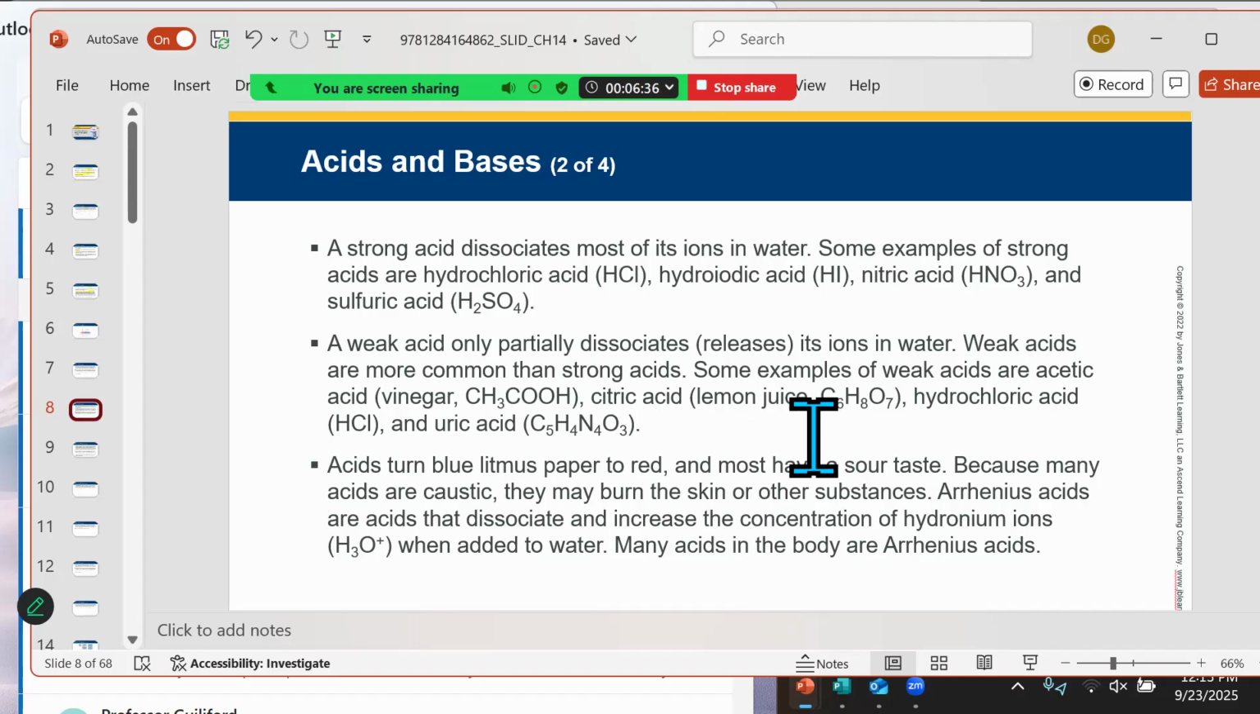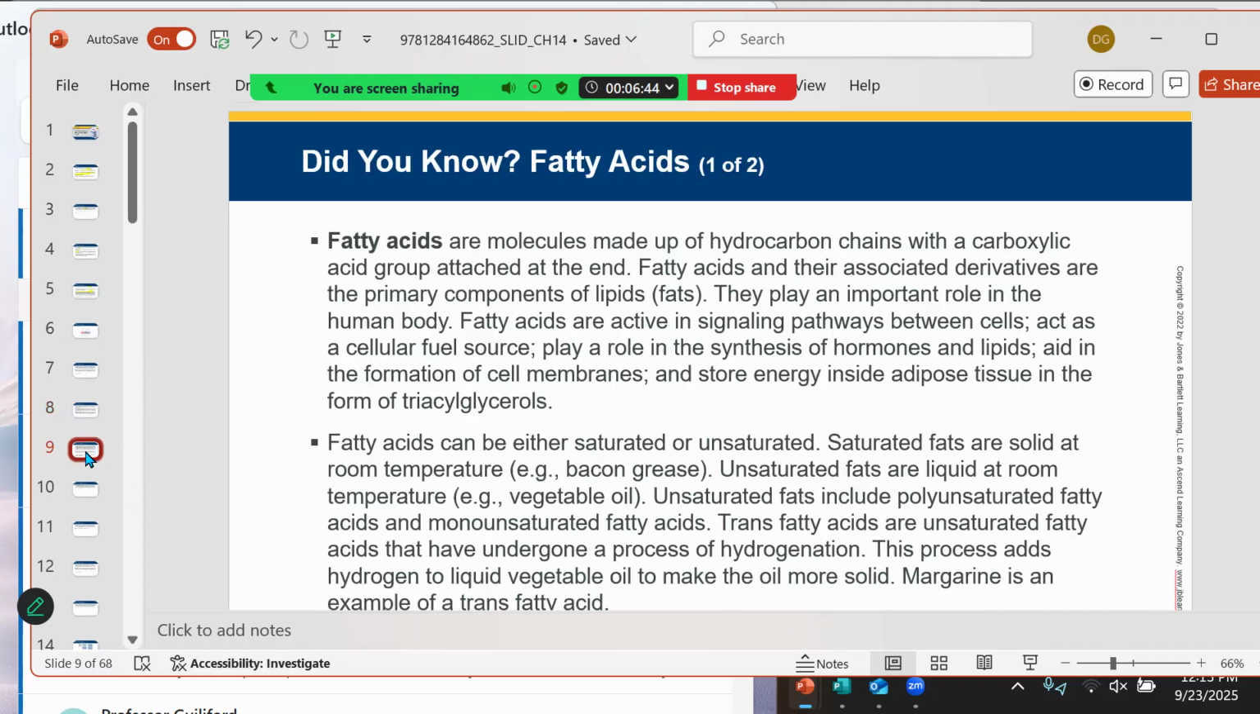You may have done that in a science class at some point. You use the litmus paper to determine the approximate pH. Fatty acids are molecules made up of hydrocarbon chains with a carboxylic acid group attached to the end. Fatty acids and their associated derivatives are primary components of lipids. And then fatty acids can be either saturated or unsaturated.